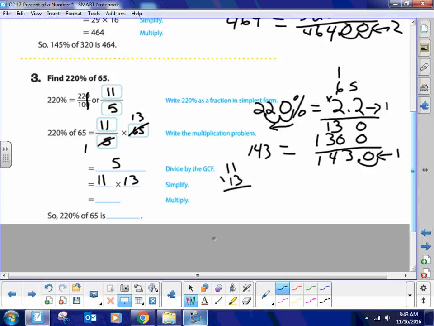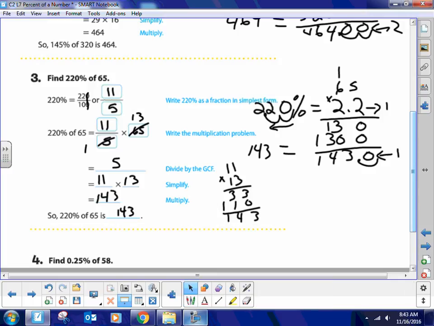Let's do it over here. 11 times 13 is 143. Just to fill that out. If you're going to do it that way, that's how you do it.